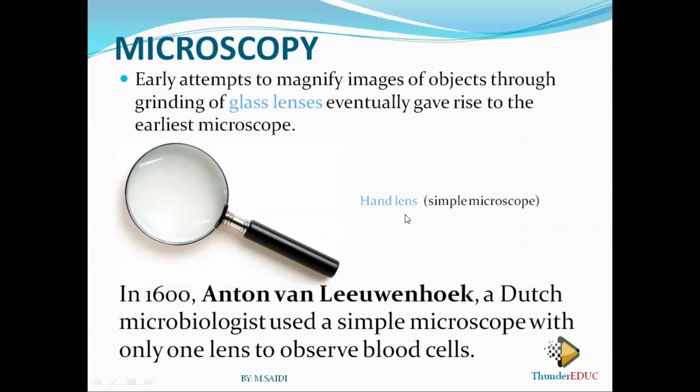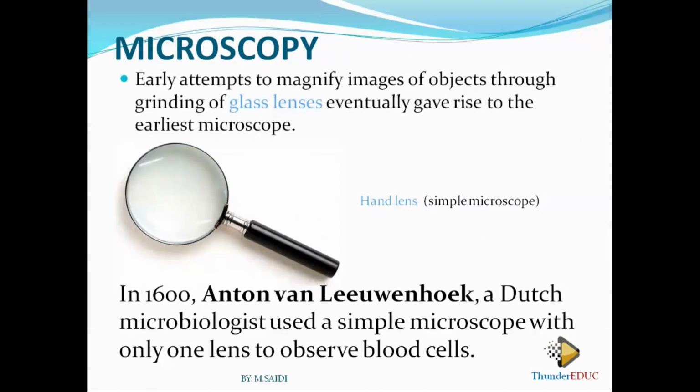It was discovered by this gentleman called Anton, a Dutch biologist, who used it to see blood cells. The blood cells could be seen, at least the outside features, but it could not view everything inside the blood cell.